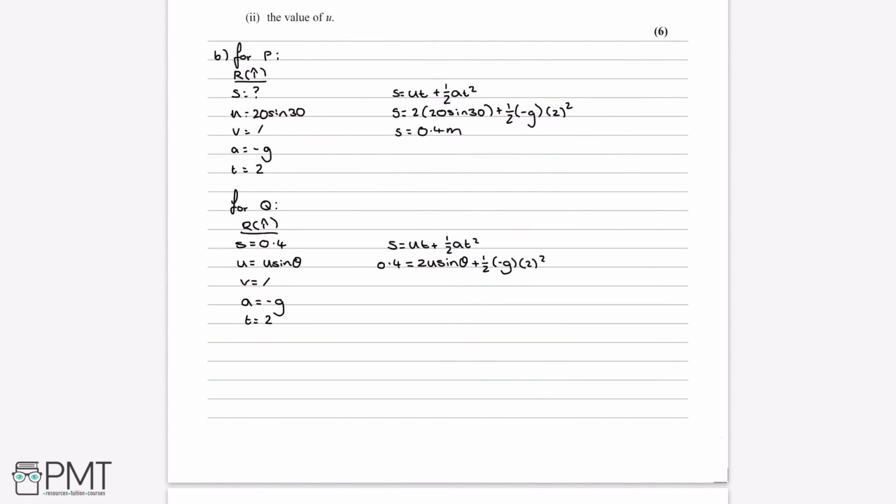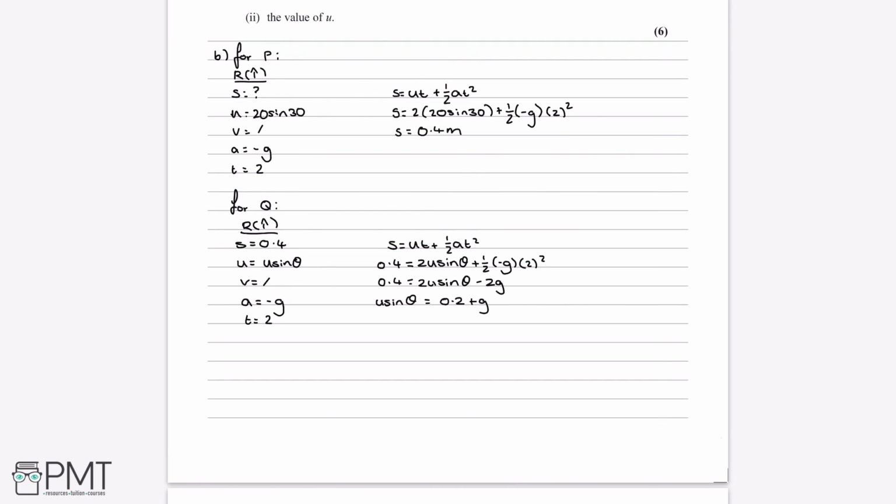And therefore, if we simplify this a bit further, we get that 0.4 is equal to 2u sine theta minus 2g. And now if we add 2g to both sides and then divide by 2, so we can have u sine theta by itself, we're left with u sine theta is equal to 0.2 plus g. And that's as far as we can simplify because we have two unknown terms, the u and the theta.